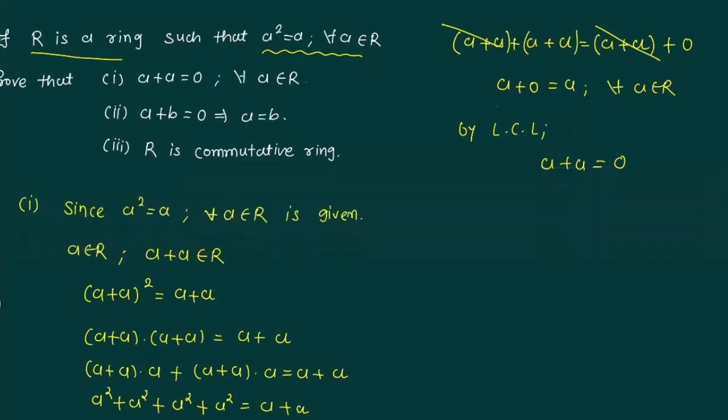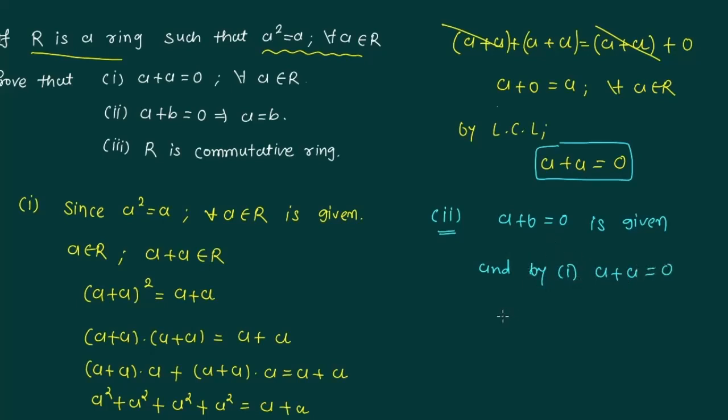Now going on to the second postulate, it is easy if we use this first postulate. The second is a plus b equal to 0, which is given. We have to prove that a equal to b. Now by 1, a plus a equal to 0. So if a plus b equal to 0 and this 0 can be put as a plus a, we have a plus b equal to a plus a, and by left cancellation law again we can cancel a from the left hand side, we have b equal to a, and what we have to prove we already get.